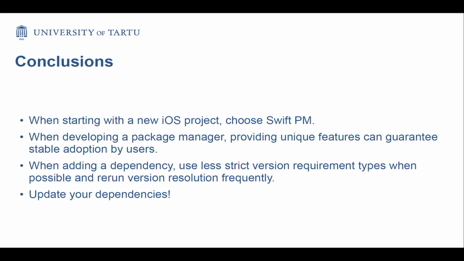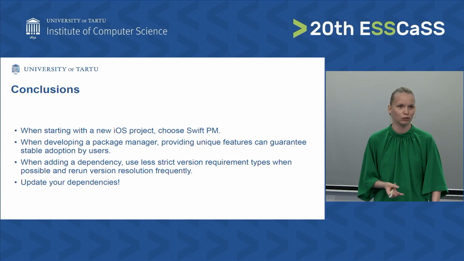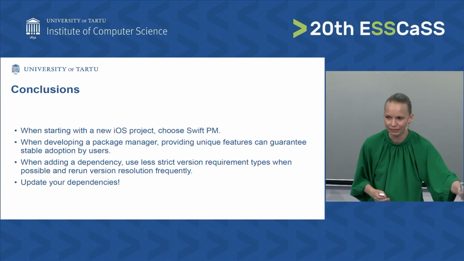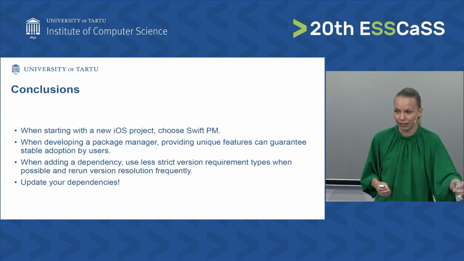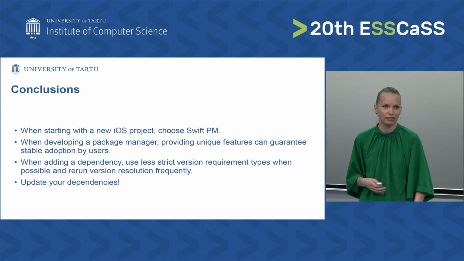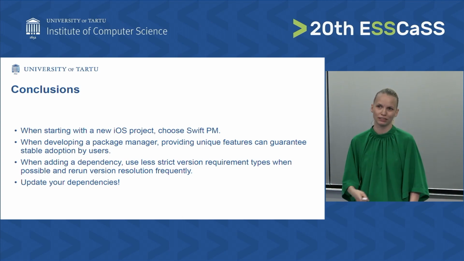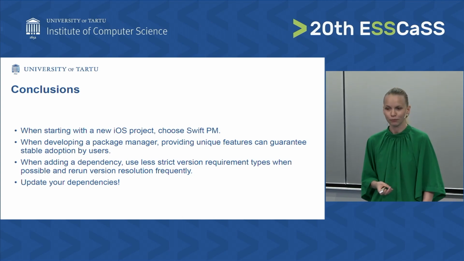And some conclusions. When you start developing an iOS project, I would say choose SwiftPM. It seems to be gaining the most popularity and seems to be the easiest to use. When developing a package manager, it's best to provide unique features which would guarantee you more users, although in this ecosystem, since we already have an official package manager that developers seem to like, I think it would be quite difficult to get a foothold.